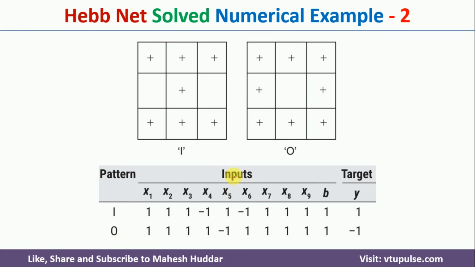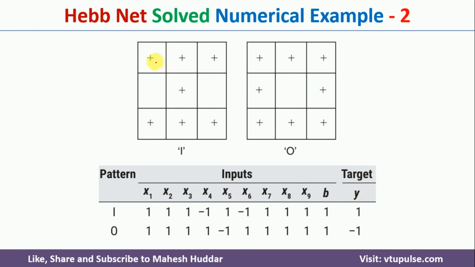The next column is the input. There are totally 9 inputs because there are 9 squares, and we have one bias term in this case. The last column is the target, that is nothing but Y here. Now we need to put the values in this table.